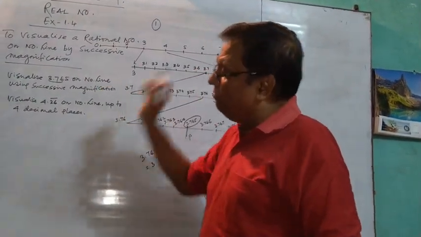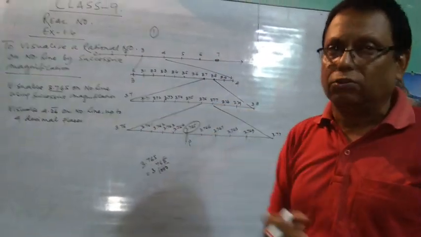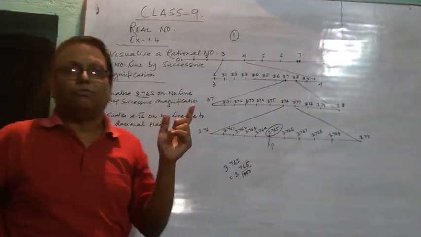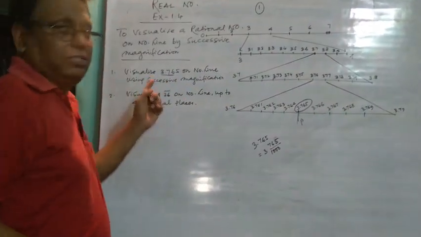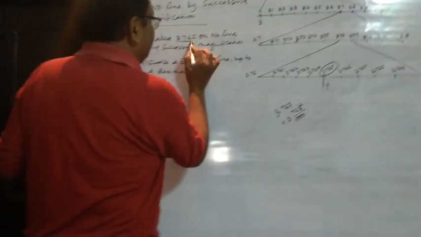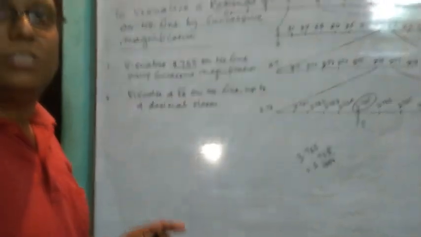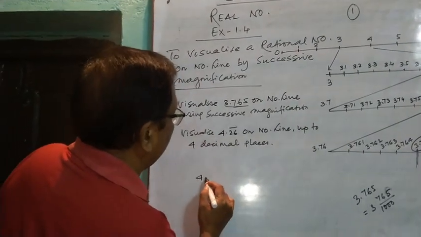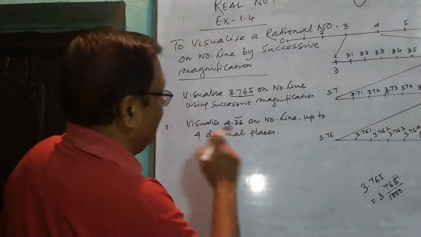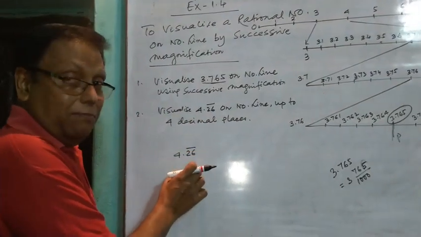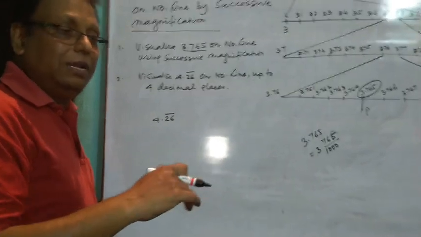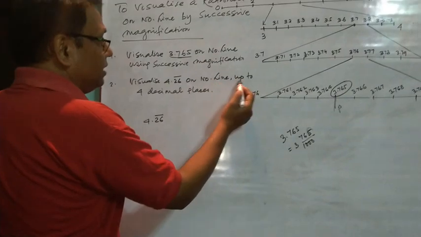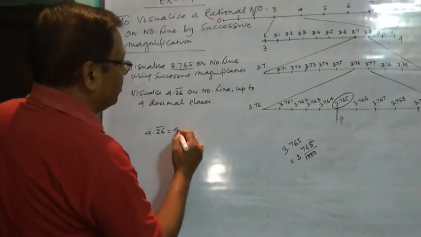Now I will give a hint for the second question. You yourself can do it in the same way. See, the difference between the first question and the second question is that in the first question we get a rational number which has a terminating decimal representation, whereas in the second question we get the number 4.26 recurring, and that is a rational number but it has a non-terminating recurring decimal. The question says up to 4 places of decimals. So we will first write 4.2626.